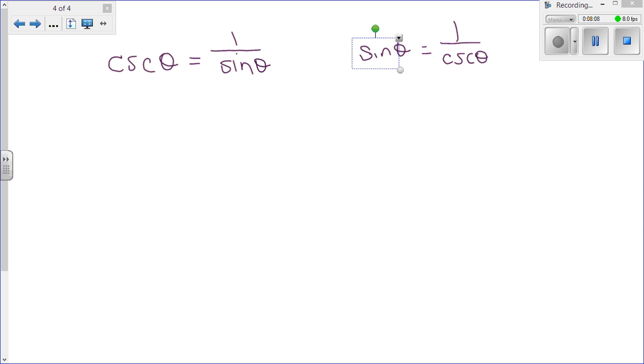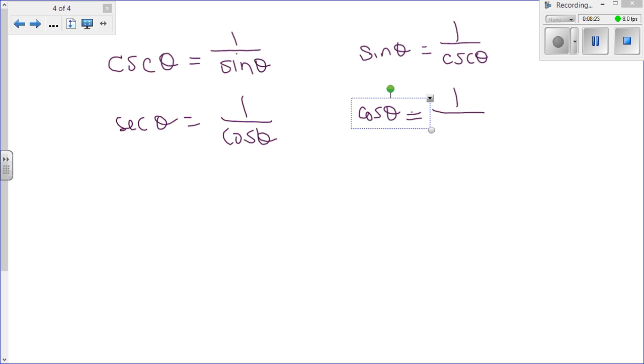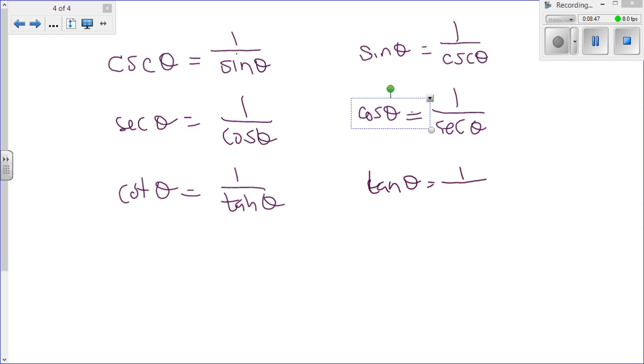The reciprocal of cosine would be secant. So that means that cosine theta is equal to 1 over secant theta. And the reciprocal of tangent is cotangent. So tan theta would be equal to 1 over cotan theta.